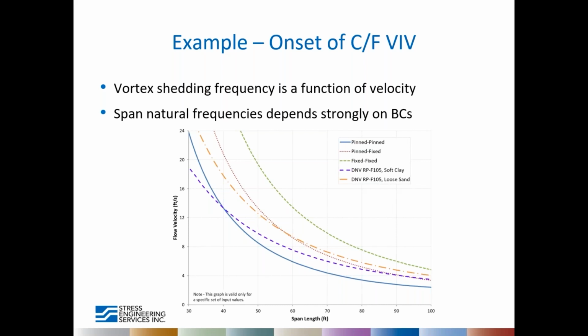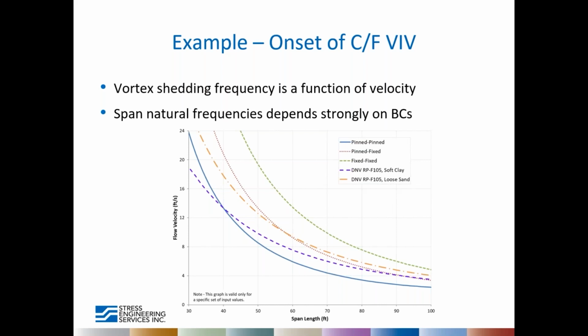Fixed is usually not conservative for a soil supported pipe because the soil does have some give to it. Pinned is usually the other direction. It's overly conservative because the soil doesn't allow the pipe to flex that much. Pinned fixed is completely non-physical because it doesn't make any sense for a pipeline. But because it falls halfway between pinned and fixed, some operators will use that as their standard, as just a way of getting an average value between the two.